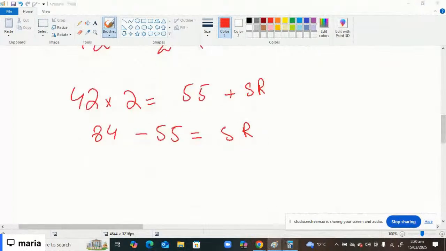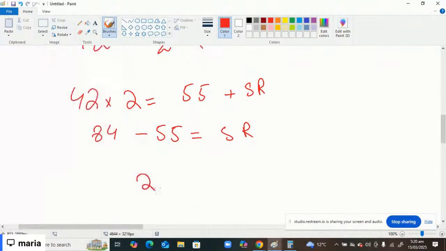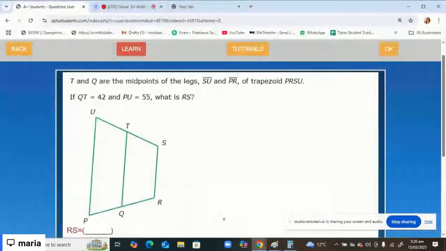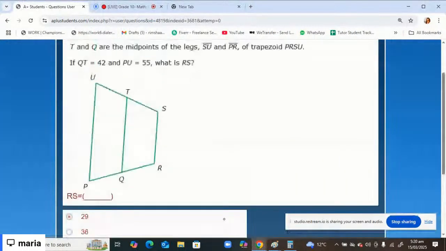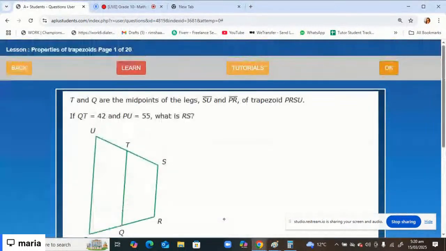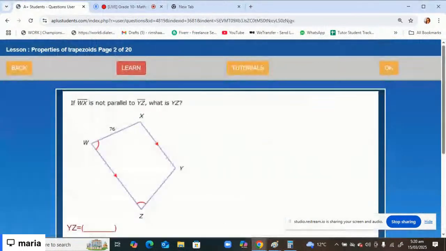So what is the answer of 84 minus 55? The answer is 29. So your SR, that is the side, is 29. Let's see, is 29 given? Yes, it is an option. Let's go with it, and this is the right answer. This is the way that we are going to solve it.